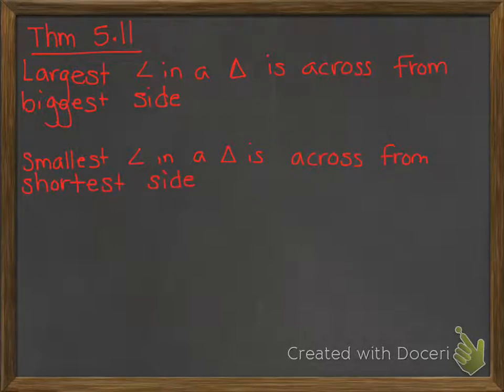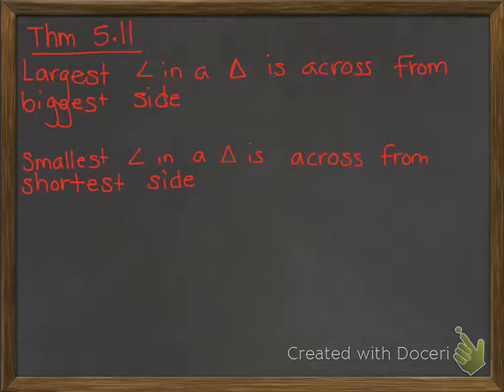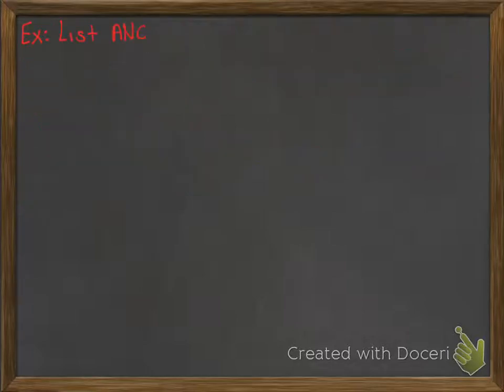So before we looked at our biggest angle to find our biggest side, here we're going to look for our biggest side to find our biggest angle. So our largest angle is across from my biggest side, and my smallest angle is across from my smallest side. Just keep big with big and small with small, and you'll be fine. So here's an example.